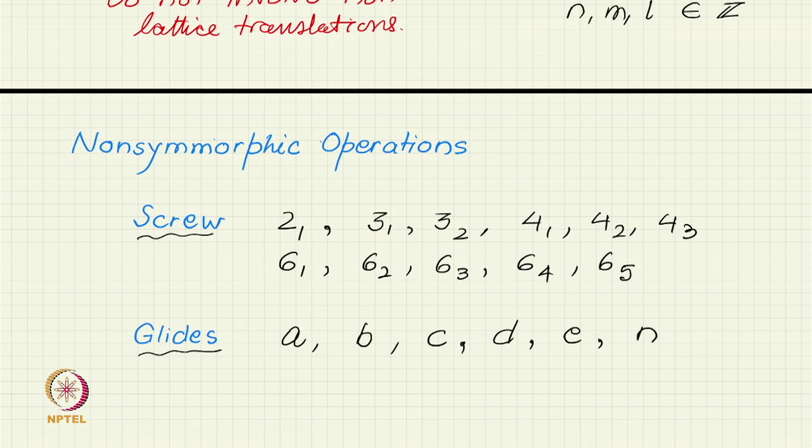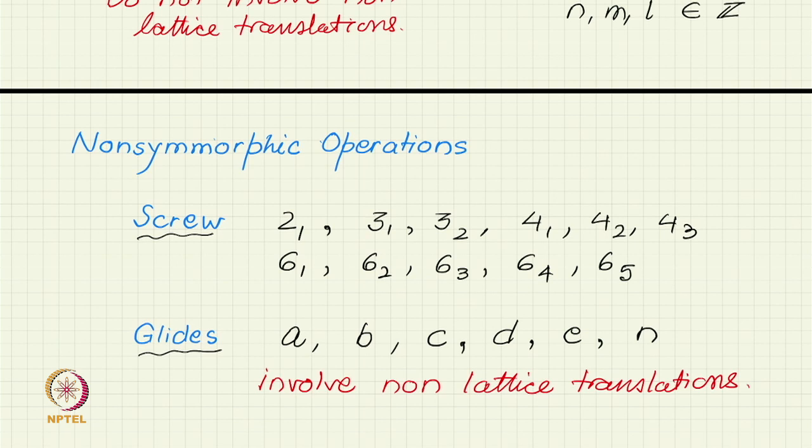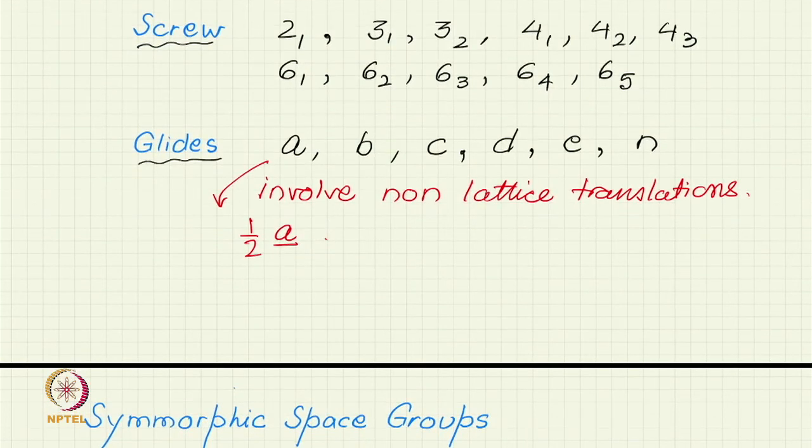These operations always involve some non-lattice translation. For example, a glide involves half the lattice translation. So, half a lattice translation is not a lattice translation. For example, an A glide will involve a translation by half A. So, all operations which involve non-lattice translations, and there are these two categories, screw and glides, are called non-symmorphic operations. This is what is used in defining the symmorphic and non-symmorphic space groups.